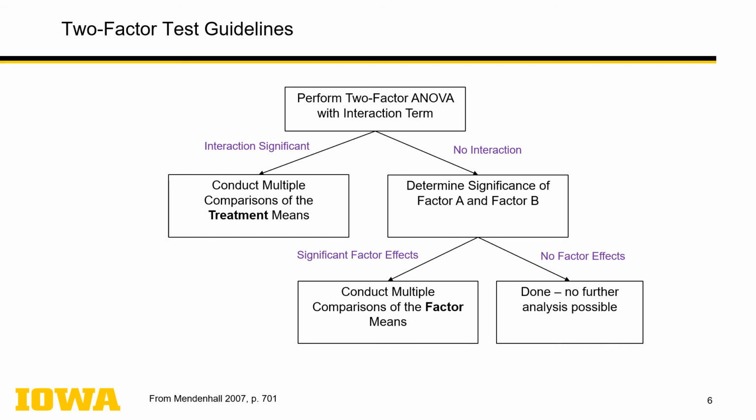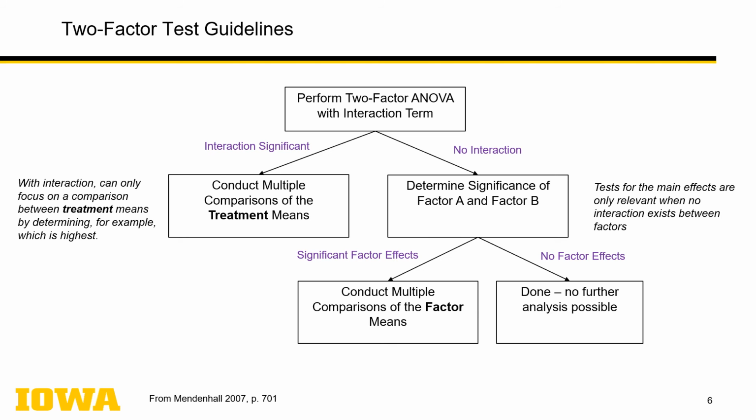This comes from the Mendenhall textbook that I referenced in the first slide. Okay, so to repeat, tests for the main effects are only relevant when no interaction exists between the factors, and with interaction, you can only focus on a comparison between treatment means by determining, for example, which is highest.